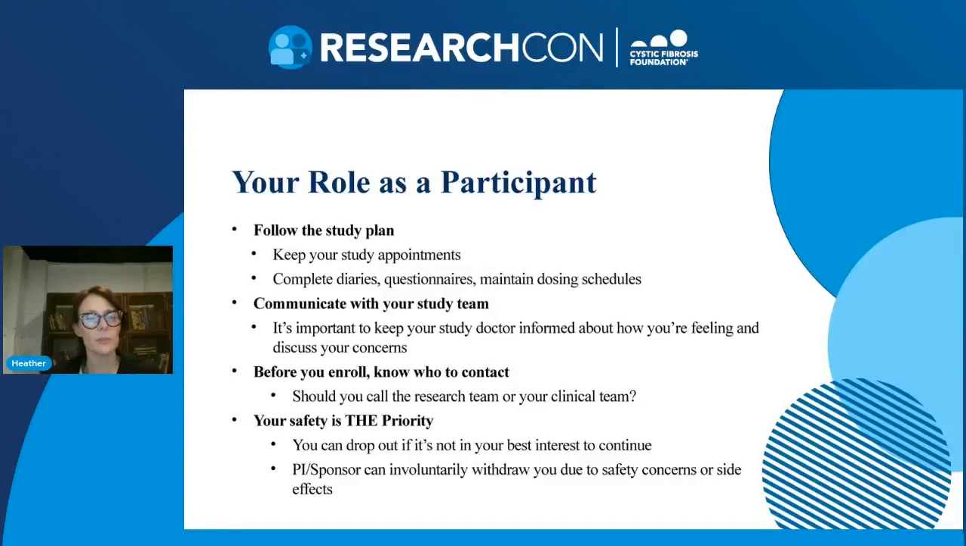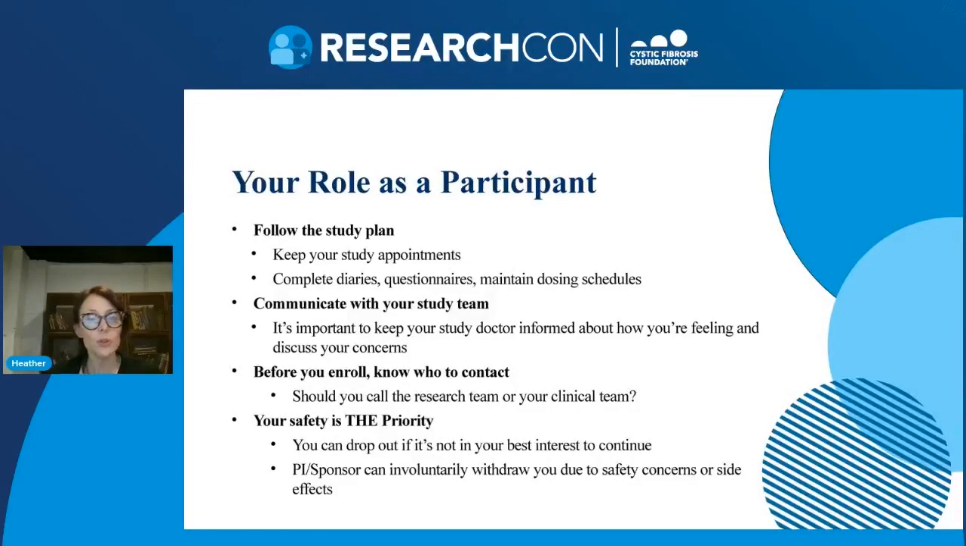So what's your role as a participant? Well, you should try as best you can to follow the study plan. Keep your study appointments, complete your diaries, questionnaires. If there is a drug involved in the study, maintain those dosing schedules. Communicate with your study team. It's important to keep your study doctor informed about how you're feeling and discuss your concerns.